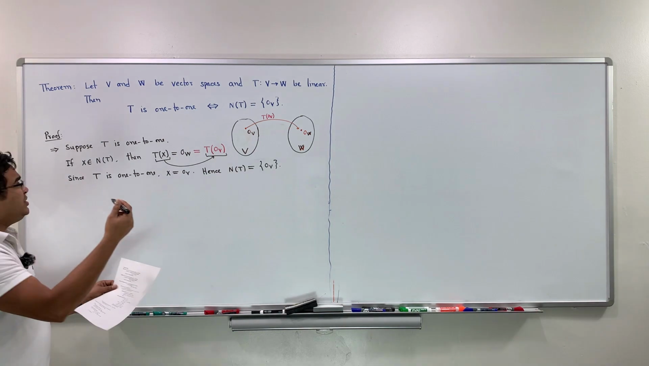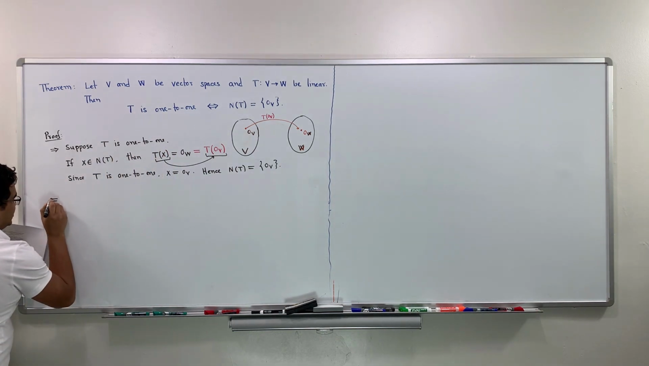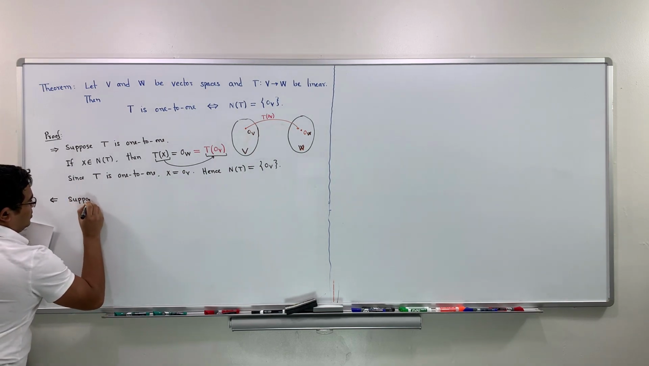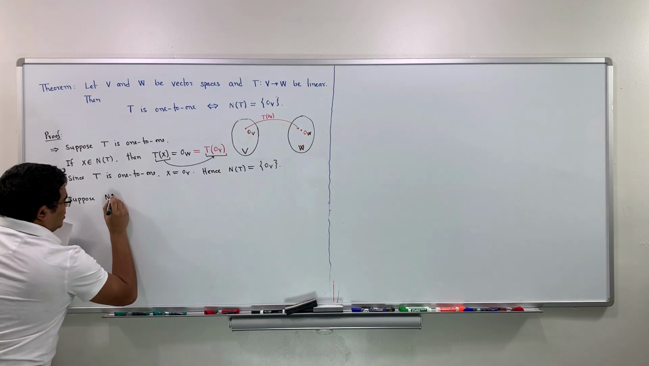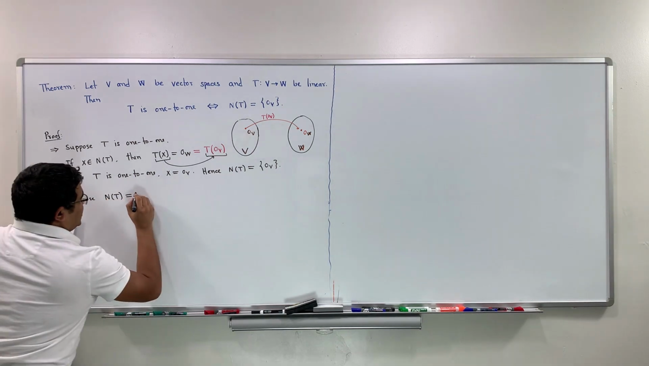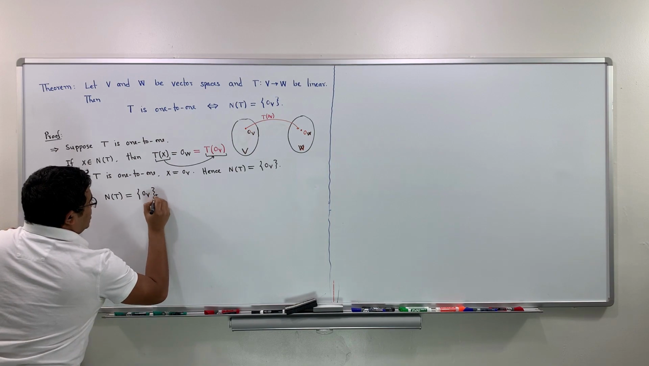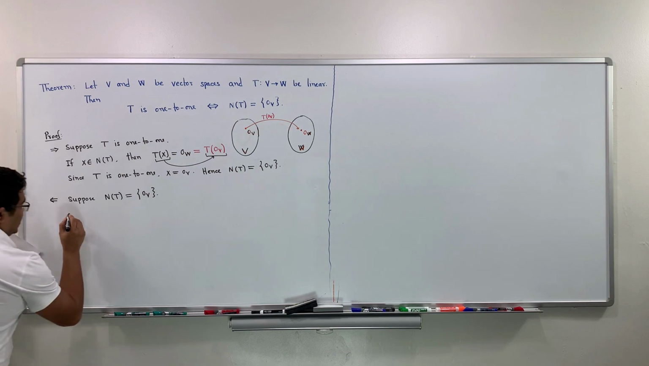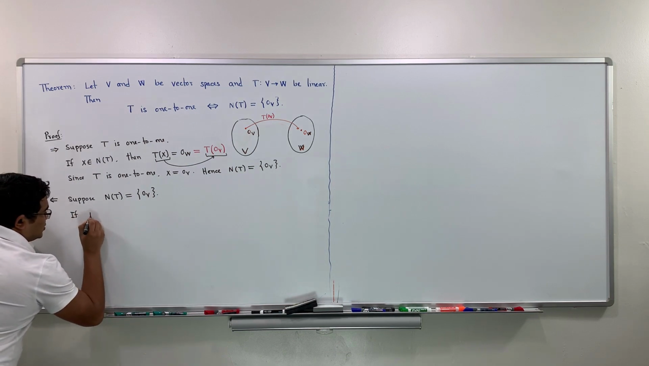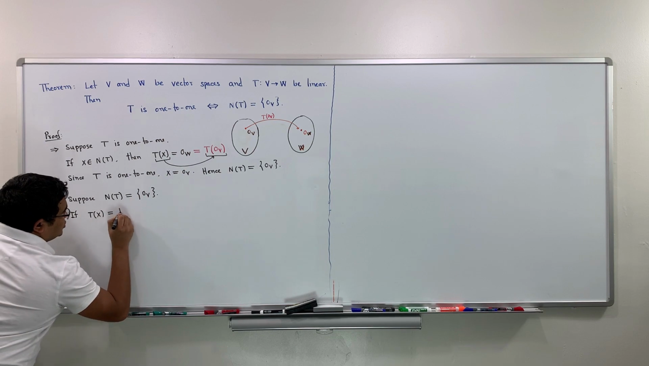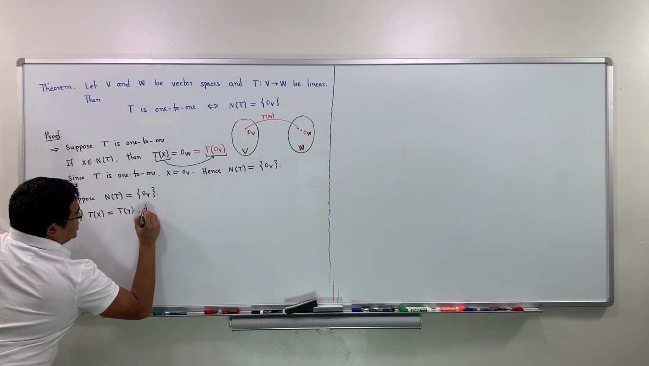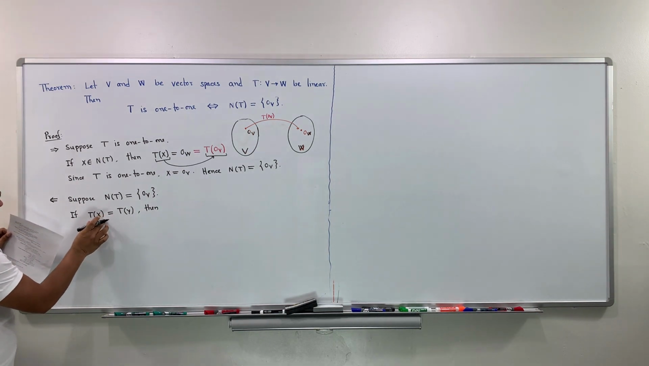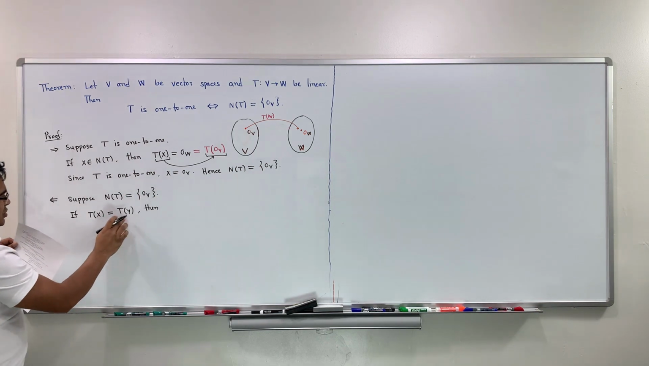Now we will prove the opposite direction. So this direction, suppose the null space of T is the 0 vector, and we want to prove that the linear transformation is 1 to 1. Now if T of X equals T of Y, then this is in W, right? T of X, that means it maps to W. This is also T of Y.